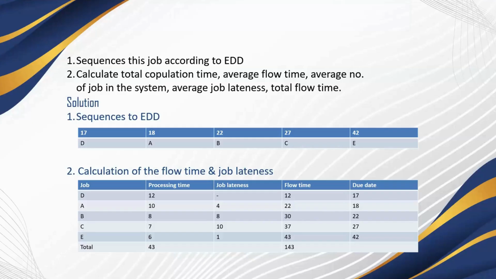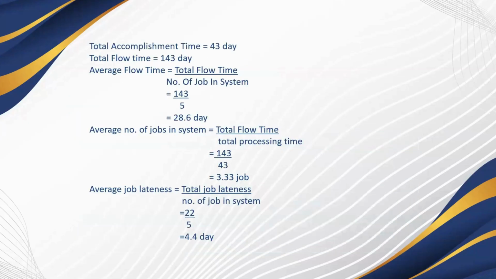And there is a formula for the average flow time. The formula is the total flow time divided by the number of jobs in the system. The total flow time is 143, divided by the number of jobs, which is five. The average number of jobs in the system is the total flow time divided by the total processing time. Average job lateness is the total job lateness divided by the number of jobs in the system.